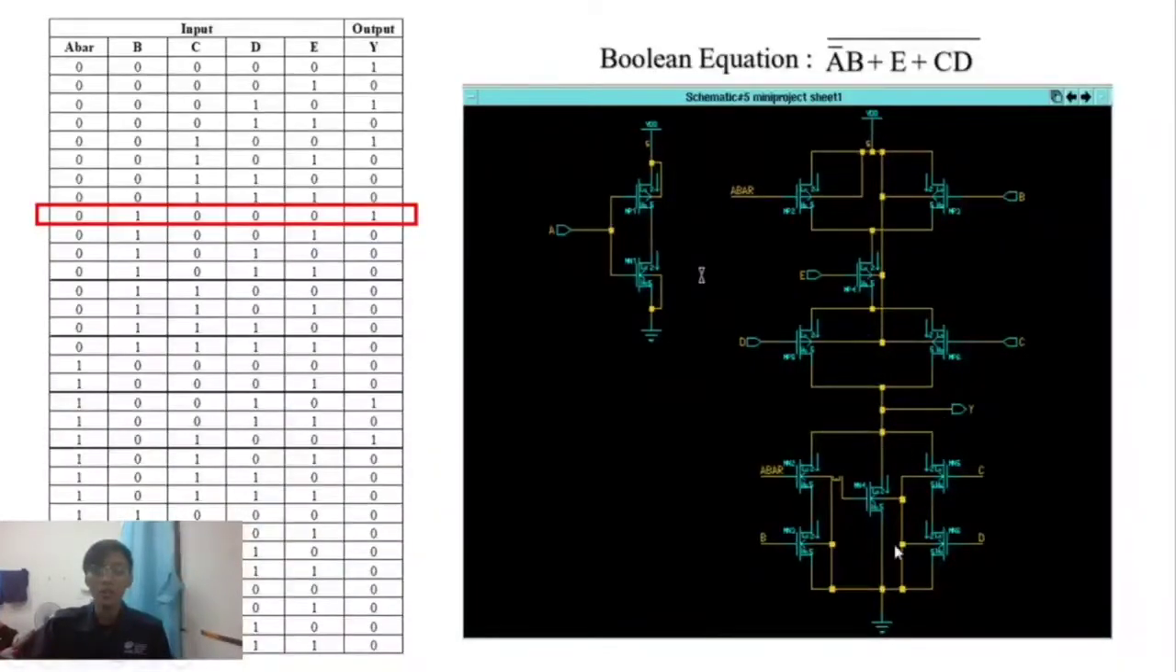The same goes for the NMOS. B becomes a short circuit and the other inputs become open circuits. So GND cannot go through to the output, because the other inputs are open circuits.